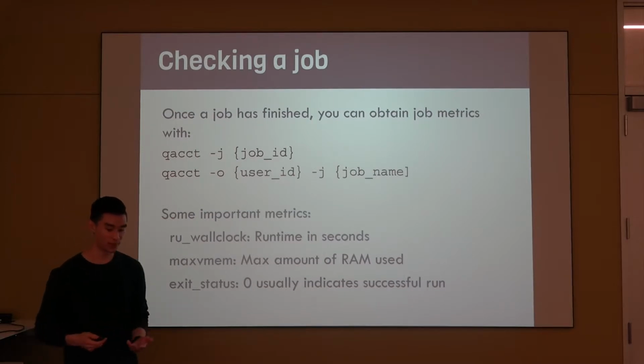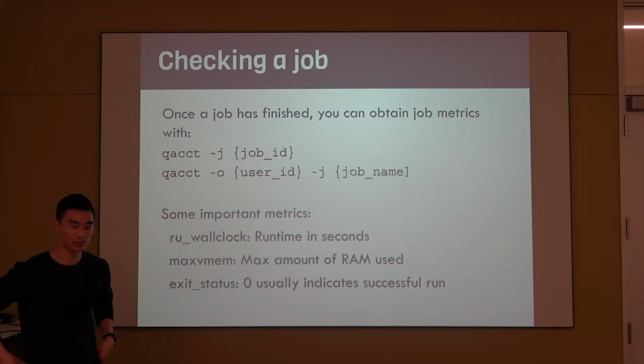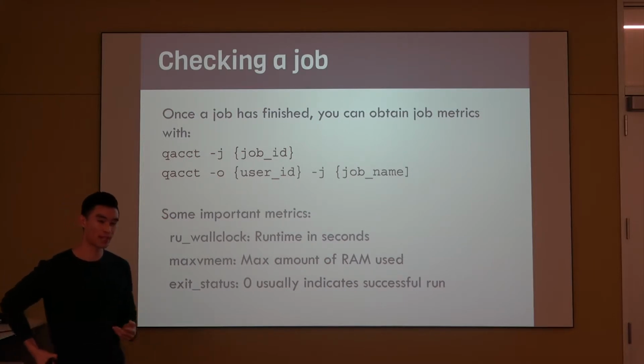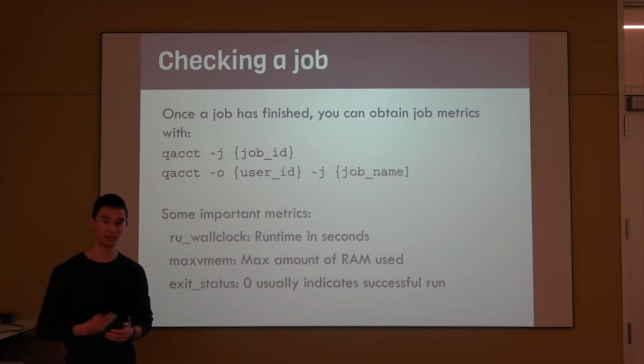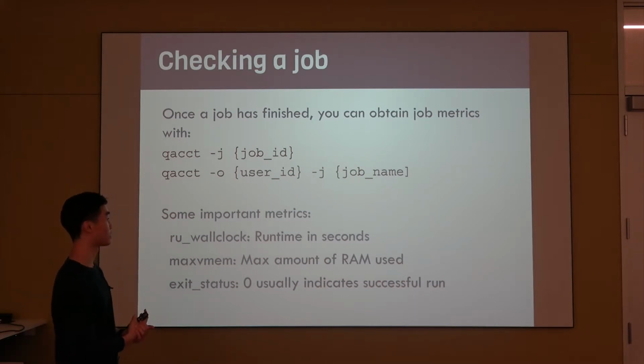So checking a job once it's finished, this is really important. This is how you get the resource limits for your job. Ideally, you want to optimize that because it will minimize your time on the queue. If you get yourself down to what you truly need instead of overestimating, you won't spend as much time on the queue, and it makes everyone's time better on the cluster.